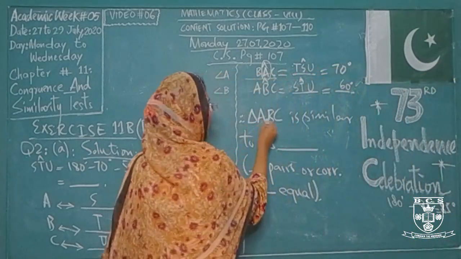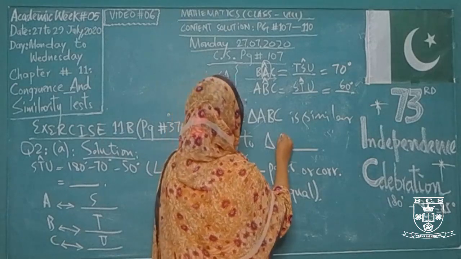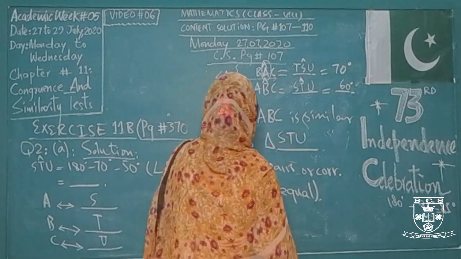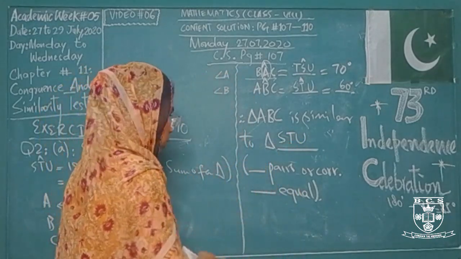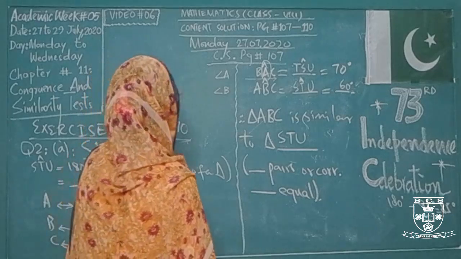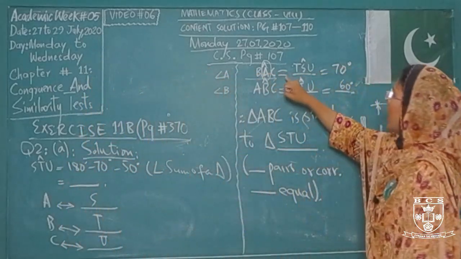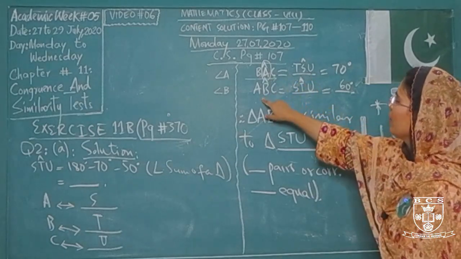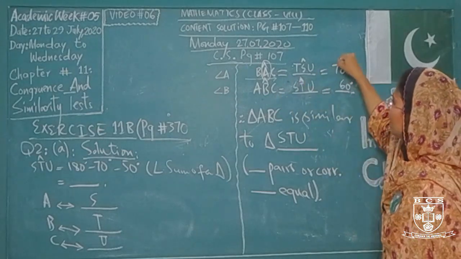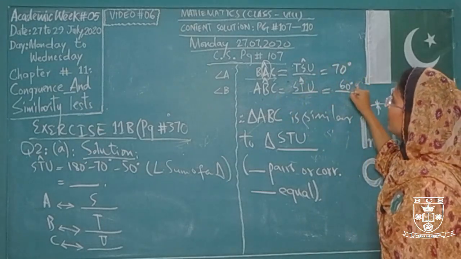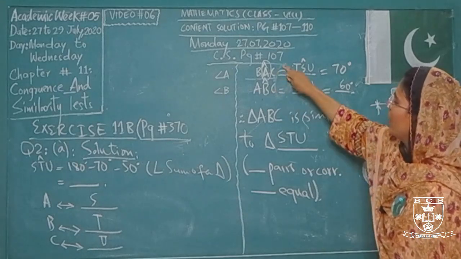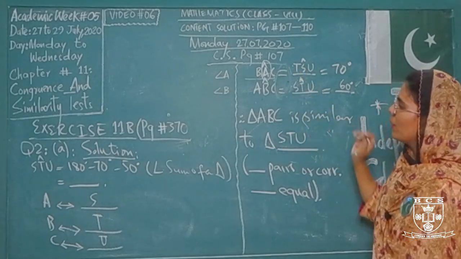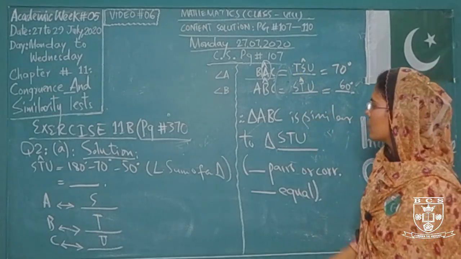So in this way triangle ABC is now similar to triangle STU. Why are these similar? Because two different angles of the two different triangles are equal here. Angle BAC is equal to angle TSU and angle ABC is equal to angle STU. Its measurement is 70 degrees and its measurement is 60 degrees. So whenever two angles of two different triangles are equal, they become similar triangles according to similarity test number 1, in which the two angles must be congruent.